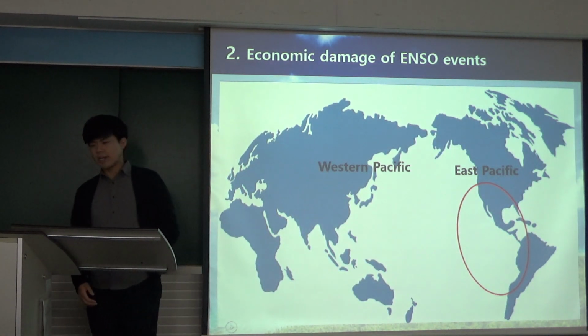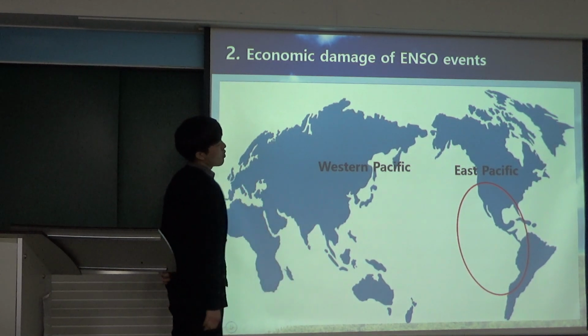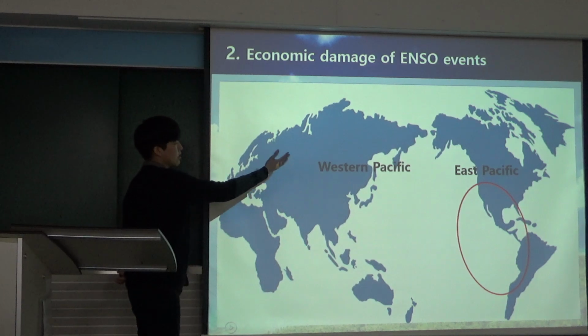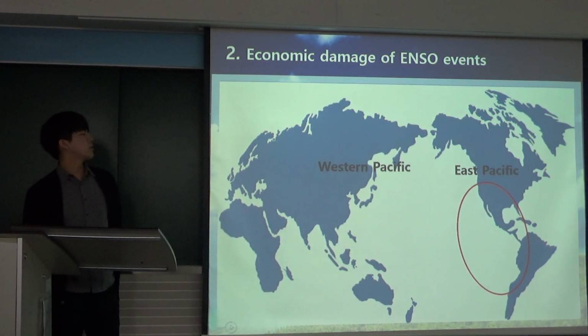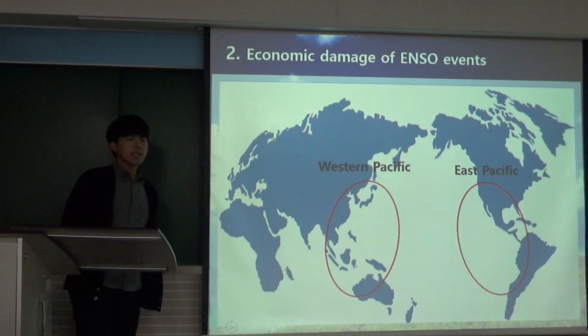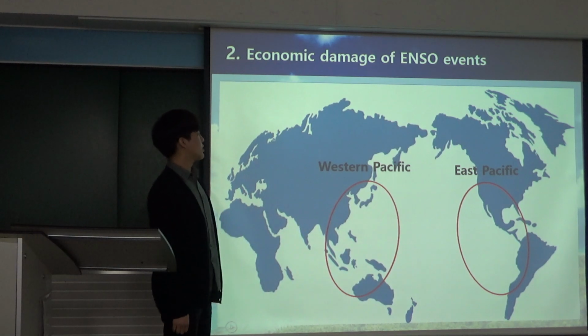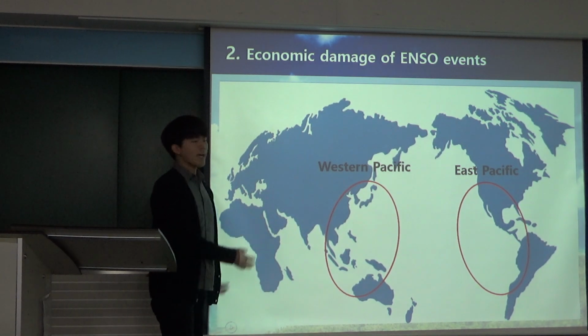So our team separated East Pacific Ocean and Western Pacific Ocean damage. We haven't seen East Pacific Ocean damage. Now we see the Western Pacific Ocean. Unlike the East Pacific Ocean, which suffered from flood, the Western Pacific Ocean suffered from drought by El Nino.